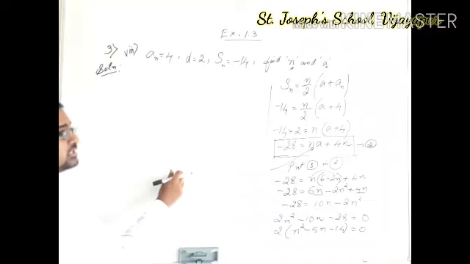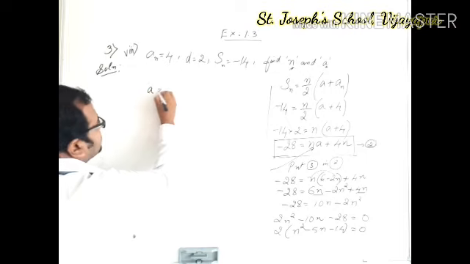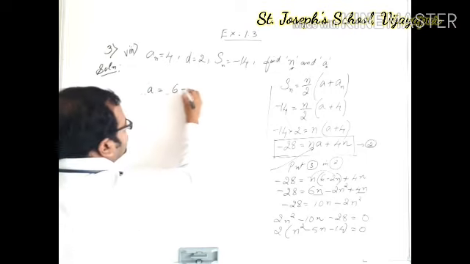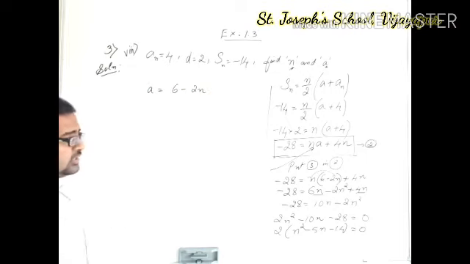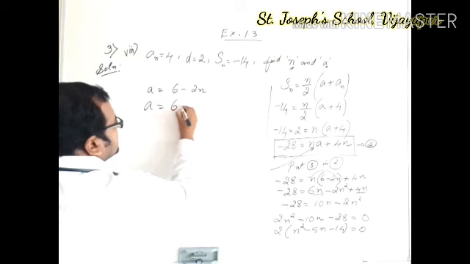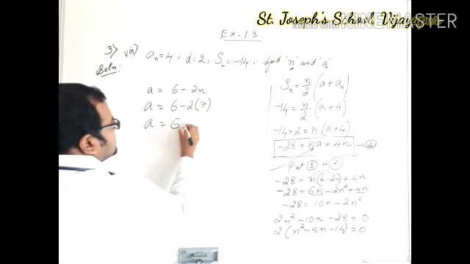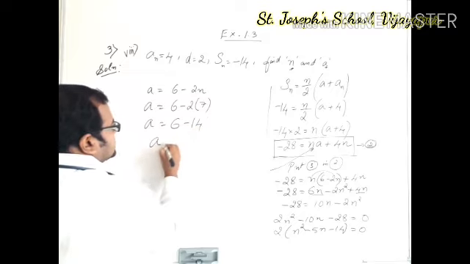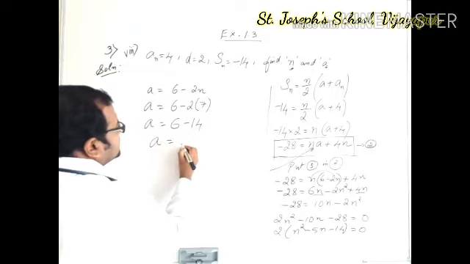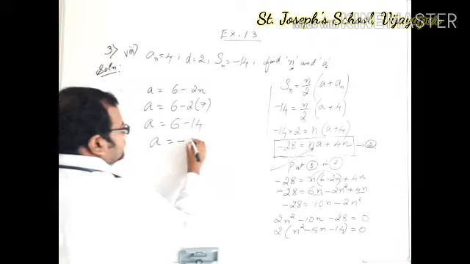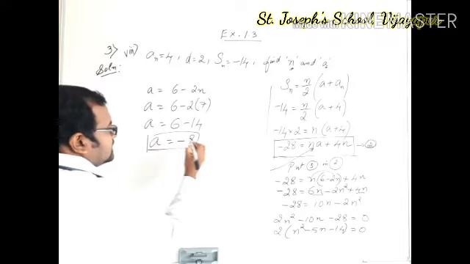if you remember, we had written that a is equal to 6 minus 2n. This was the equation. Here, if I substitute the value of n that we just found, n value as 7, it becomes a is equal to 6 minus 2 into 7. So a is equal to 6 minus 14, which is minus 8. That's the answer.